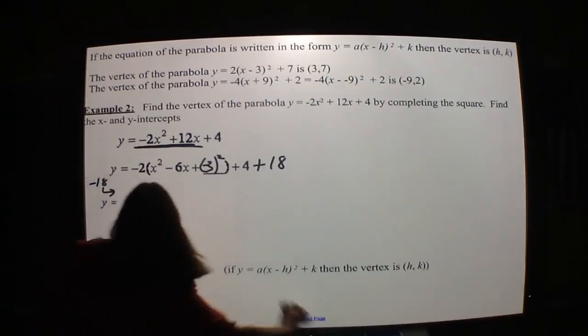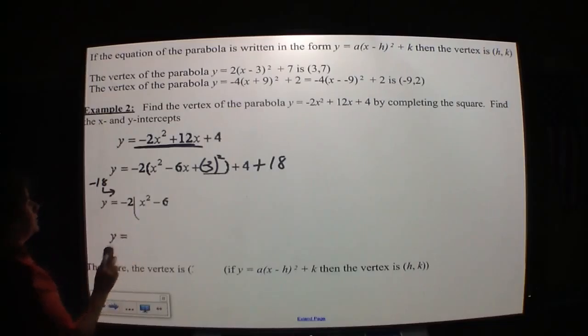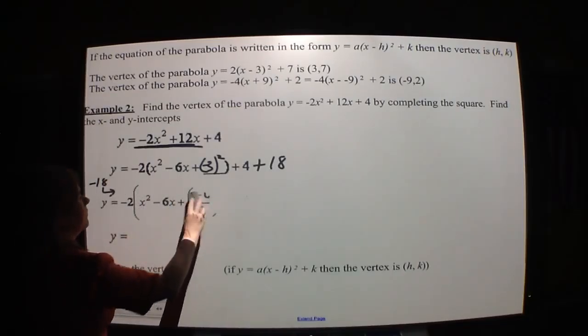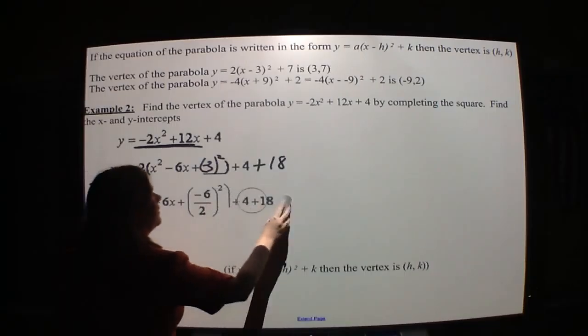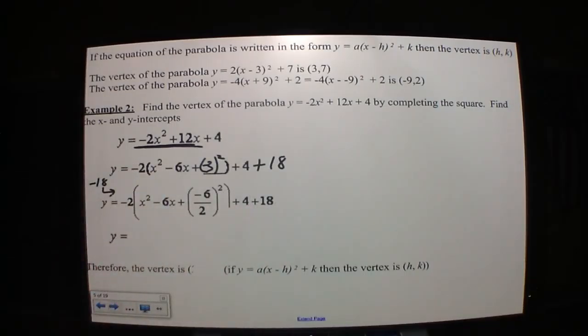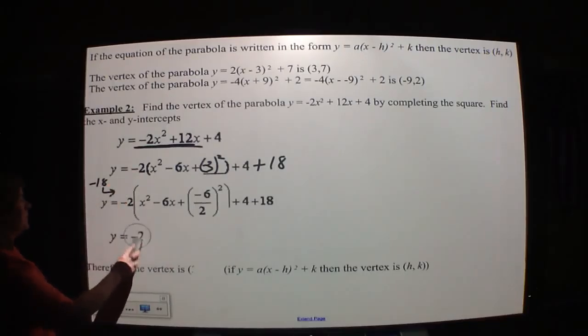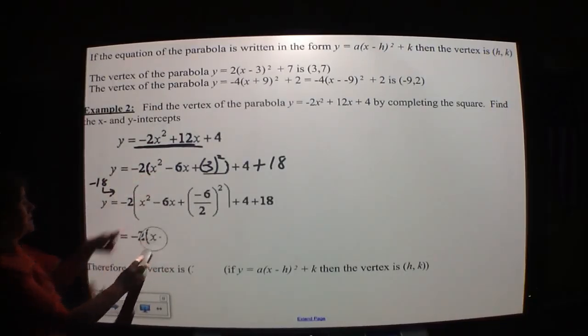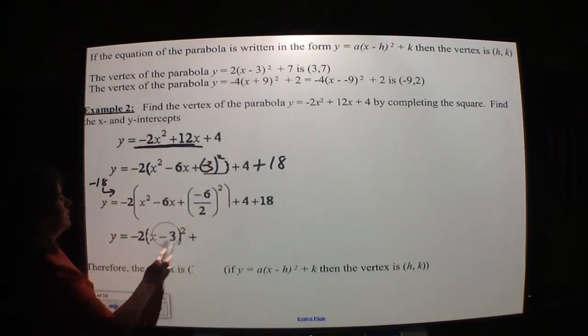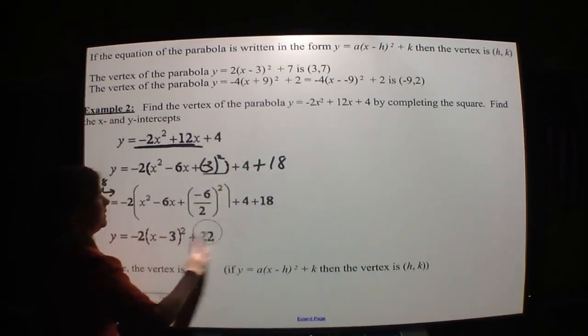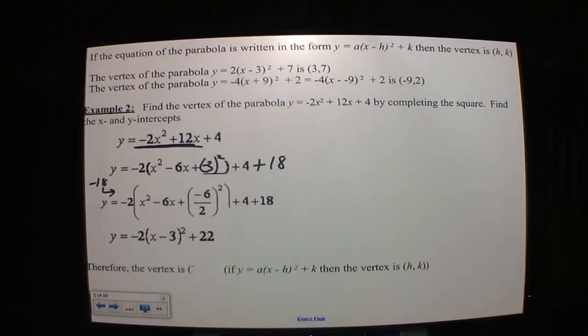Okay? Here's my -3 squared. So if you want to write it that way, you can, but -6 divided by 2. Now, to complete the square, I have my -2. That without the squared is x. This without the squared is -3. Quantity squared plus 4 plus 18 is 22. Now I can tell you easily that the vertex is (3, 22). Okay? Done.